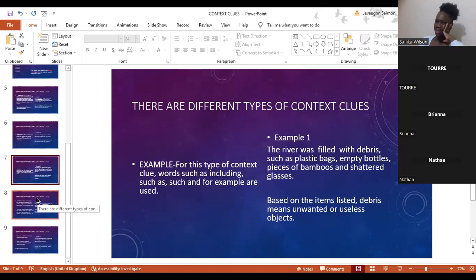What is an antonym? What is that? Miss, antonyms are words opposite in meaning. So it's an antonym. Words that are opposite in meaning.